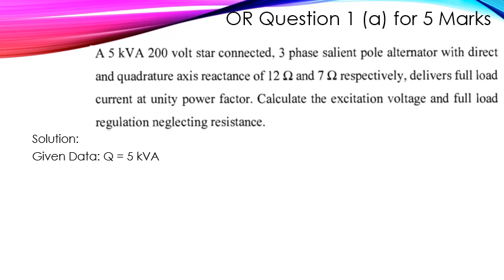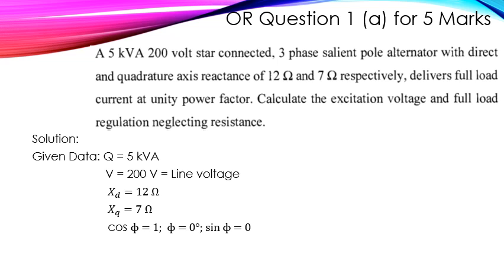So this question we have already seen in summer 2018. The same question, but the condition is that here we have to find out the regulation at unity power factor. Q is 5 kVA, line voltage is 200 volt, XD is 12 ohm, XQ is 7 ohm, cos phi is 1, so phi is 0 degree, sin phi is 0. And then we have to determine the excitation voltage and full load regulation.